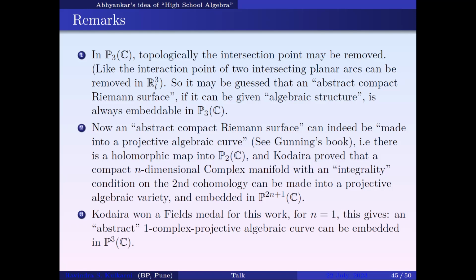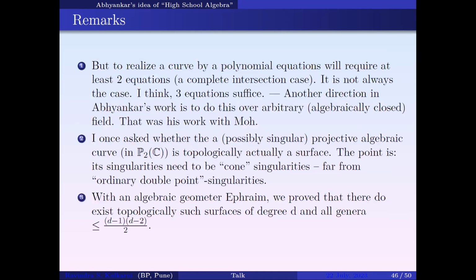But now suppose this curve is sitting in P3C. Abhyankar's question: can I define it by polynomial equations? A one-dimensional object in a three-dimensional space. So one equation is not going to suffice. So there should be at least two equations. So that is the case in algebraic geometry. They call it a complete intersection. So will that always be a complete intersection?